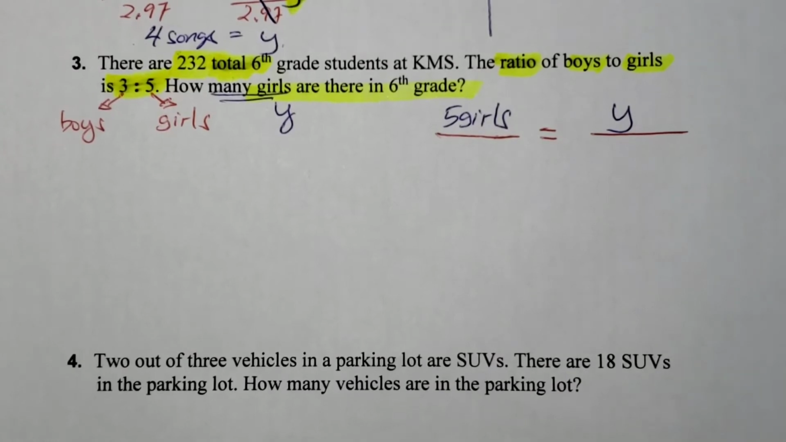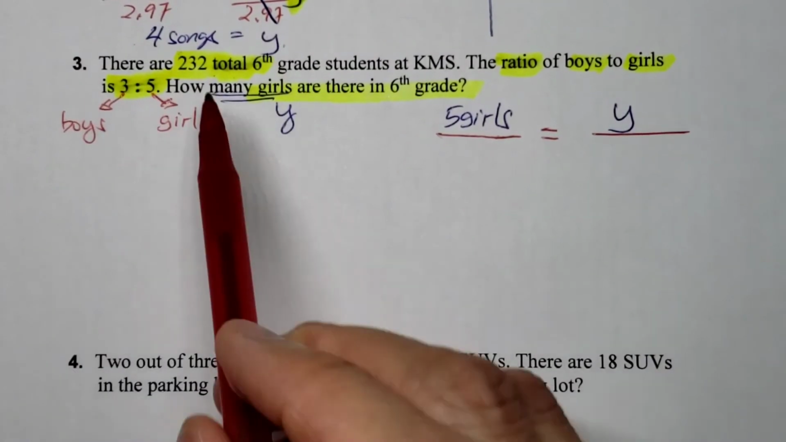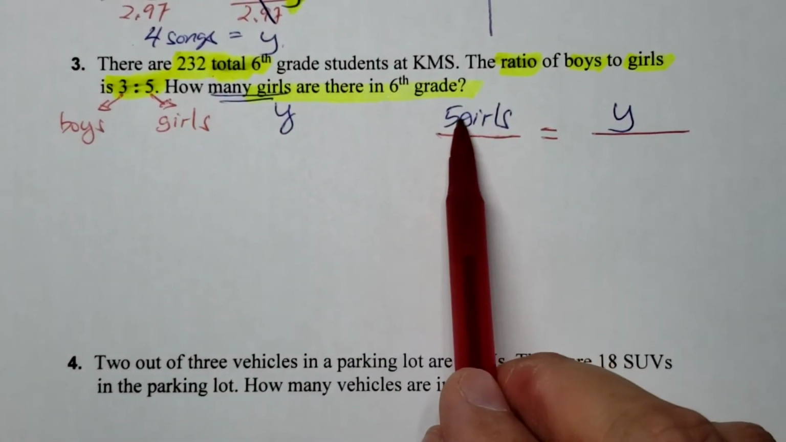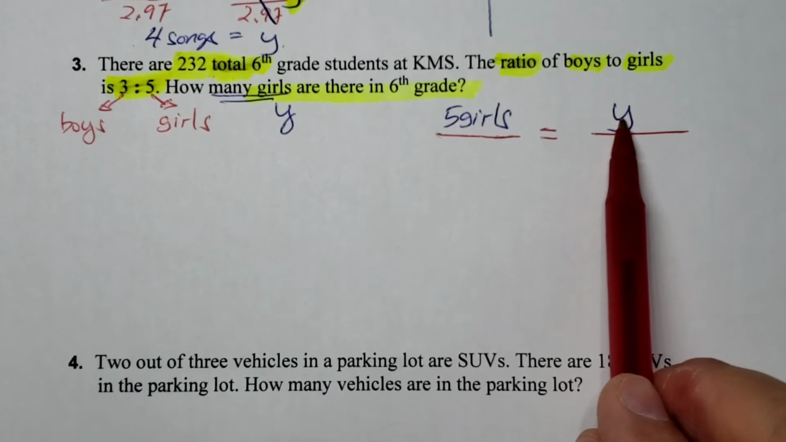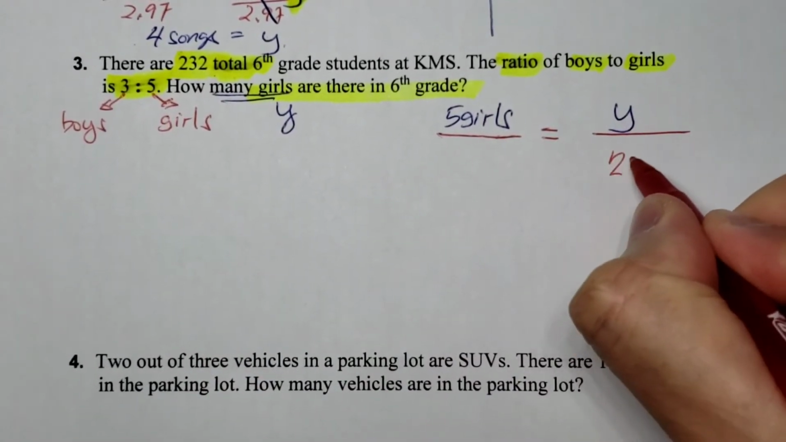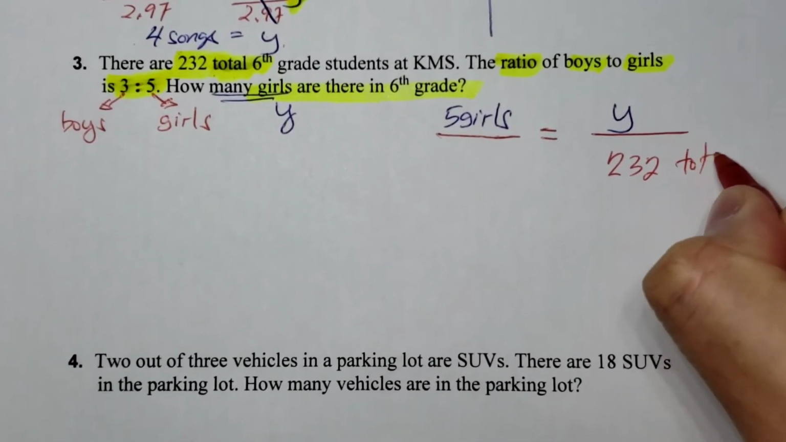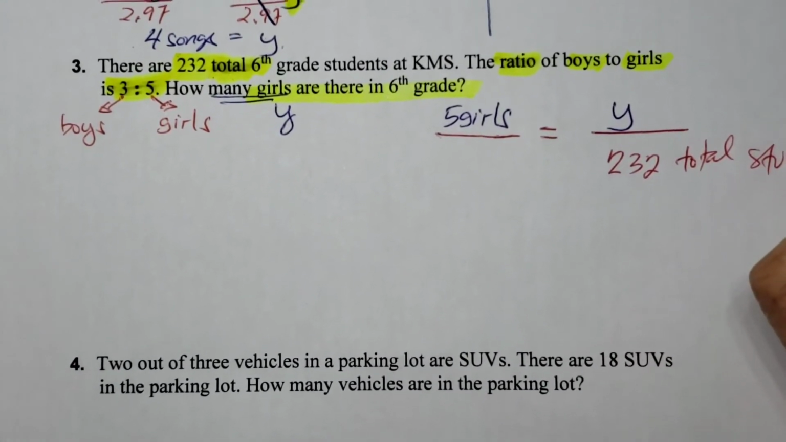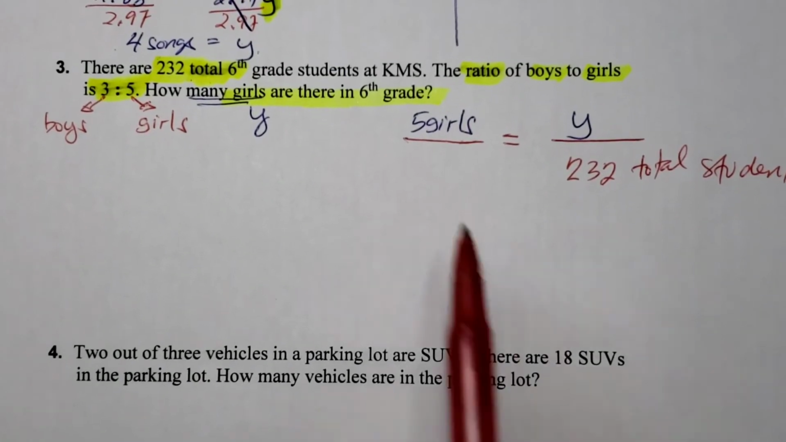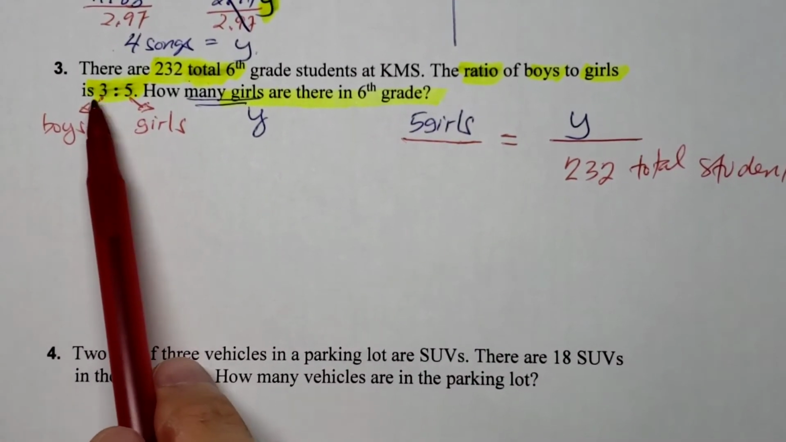So remember, we're comparing the number of girls to the total number of students. So the total, 232, is the total. So where would this be? Would this be under the 5 or would this be under the y? And you're absolutely right. It should be under the y. This should be 232 total students. Now why? Why is that? Because the ratio of boys to girls is 3 to 5.